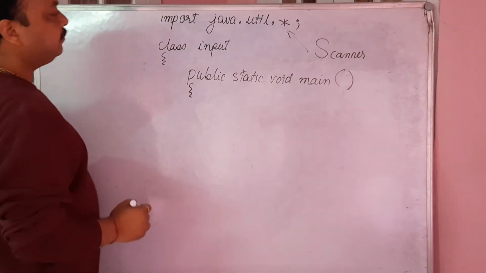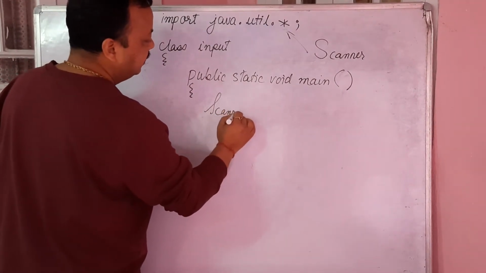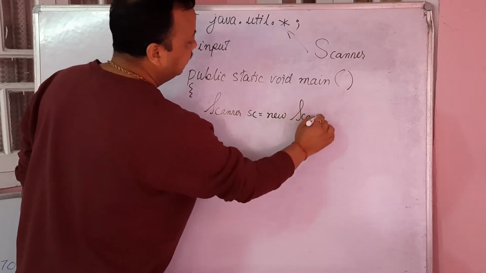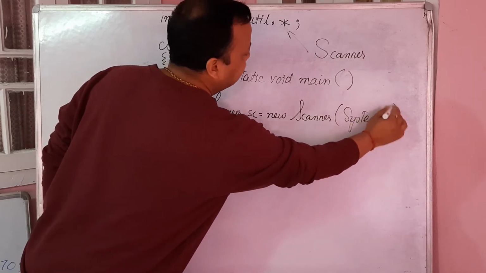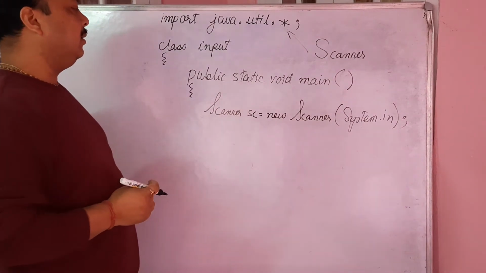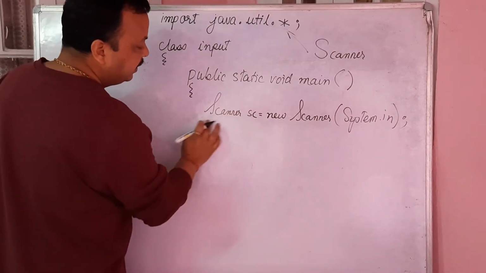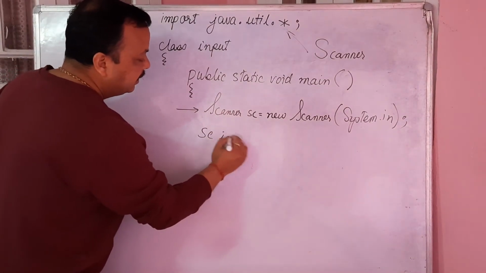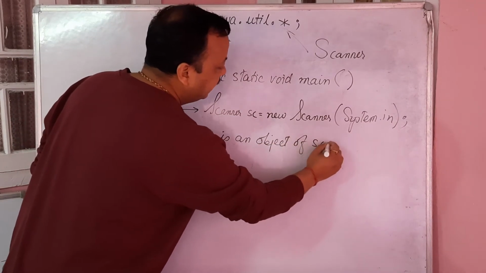Then, after writing public static void main, now you need to write Scanner sc equal to new Scanner(System.in). This will become clear for many students who have not yet attended a class where they have discussed scanner. I'll explain the statement to you. It means sc is an object, sc is an object of the Scanner class.